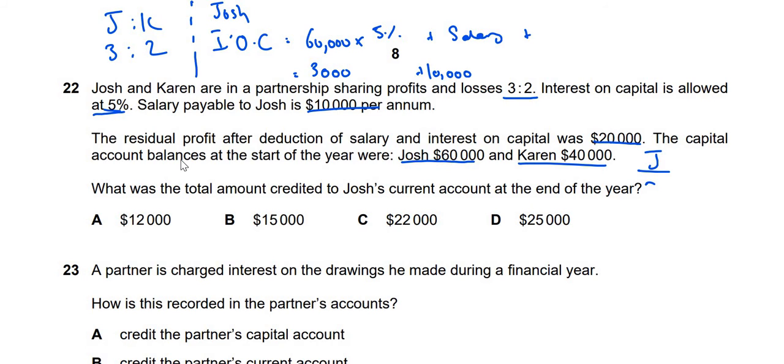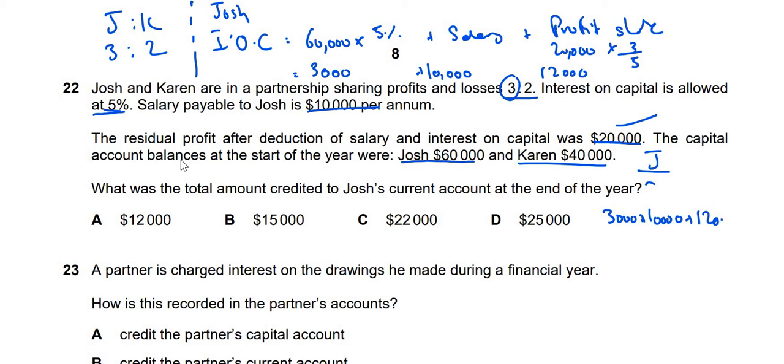Plus profit share. So profit is how much? 20,000, because it's written over here. Multiply by how much does he get? He gets 3 out of 5, which is 12,000. So you will actually do 3,000 plus 10,000 plus 12,000. So it's actually 25,000. Alright, so the answer is D.